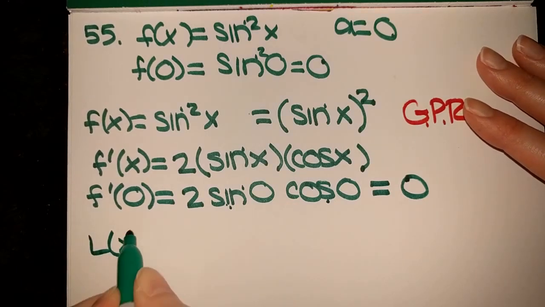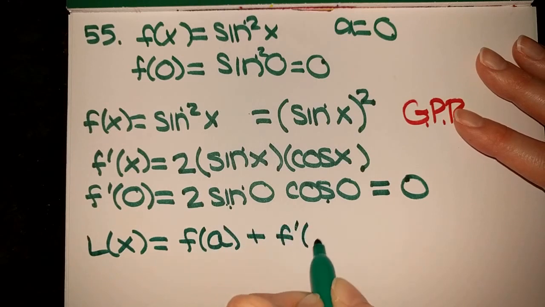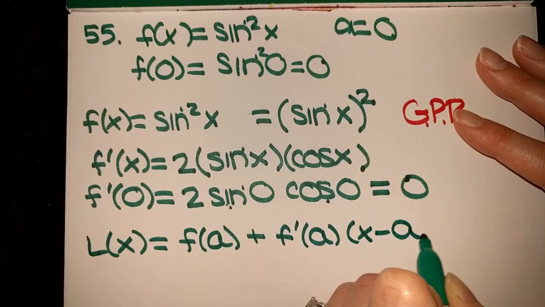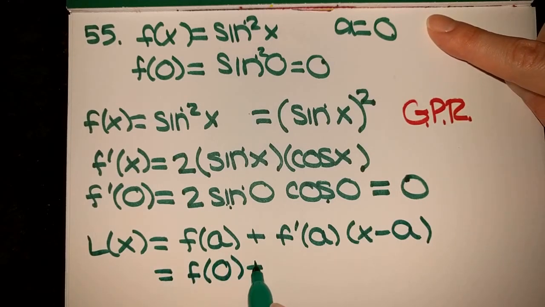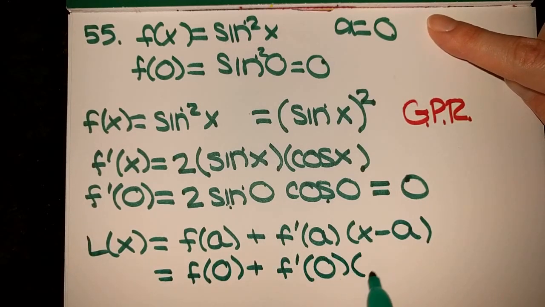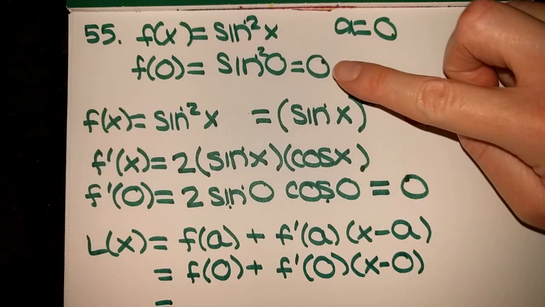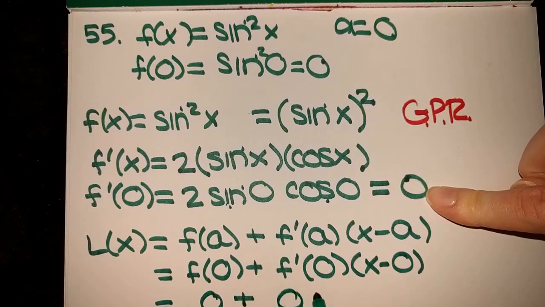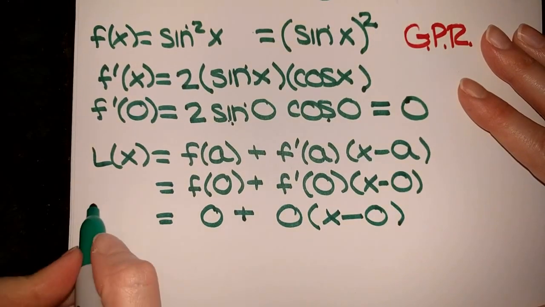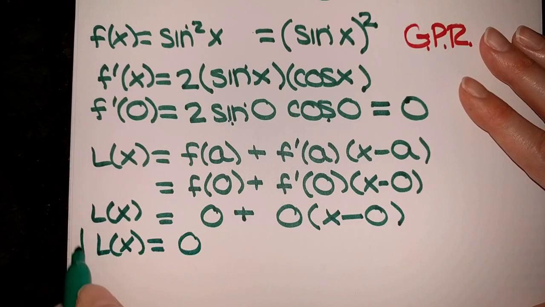You plug into the formula L of x is equal to f of a plus f prime of a times x minus a. So our center here is 0, so that's going to be our a value. And then we plug in those quantities. So f of 0 we found to be 0, f prime of 0 we found to be 0, and then x minus 0. So what we're getting for our linearization is just that L of x is equal to 0.